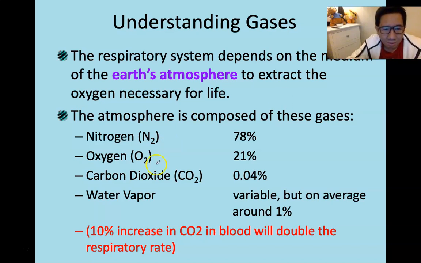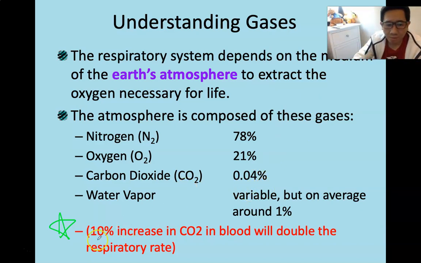So again, this is something you need to know. Just make a mark on this. I will ask you this on your exam. So Earth's atmosphere has all of this: I just mentioned 78%, 21%, 0.04%. But just imagine this: if you increase CO2 in your blood by 10%, you will double your respiratory rate. Okay, you could try this at home, but be careful.